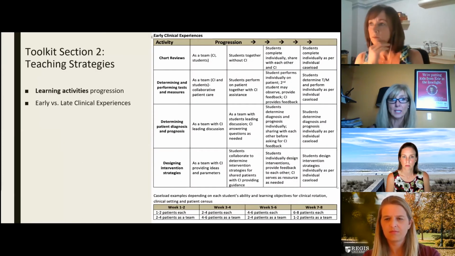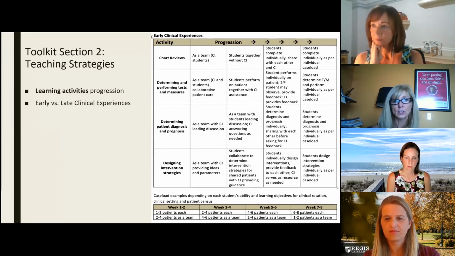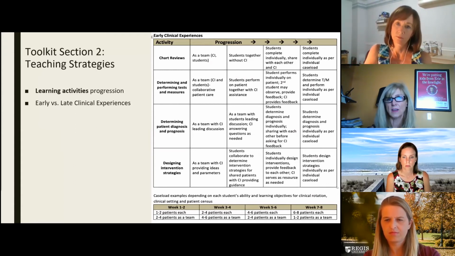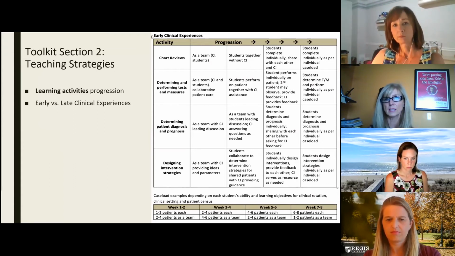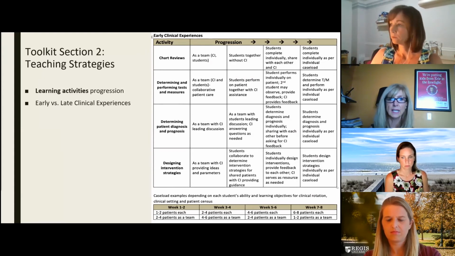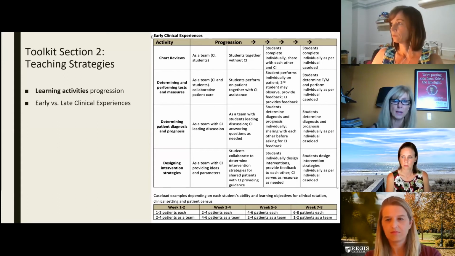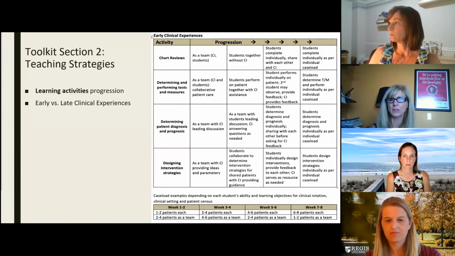So in the toolkit, I believe it's on pages 9 and 10, you can look at this grid. The activities, just examples of an earlier experience, are listed on the left, but then there's a progression. And this is just an idea of how you get each student to progress together and then separately. You can go through each of those components. That's why you want to break down the activities and the tasks to figure out how much time it takes.